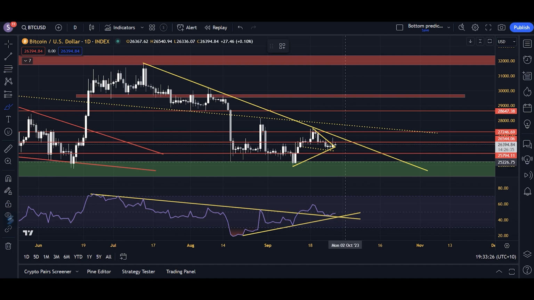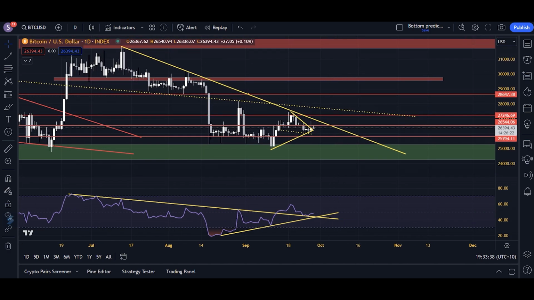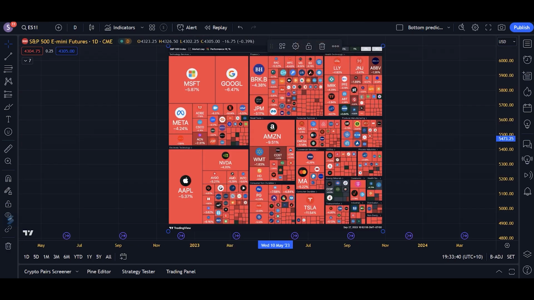I think if we start testing this green box again, it's not looking particularly great. We shouldn't need to go down again. But overall, as I said, it's very hard to have an actual opinion on Bitcoin until we break it or hold it definitively. So it's just one of those things. That's why I don't want to really waste time on it.